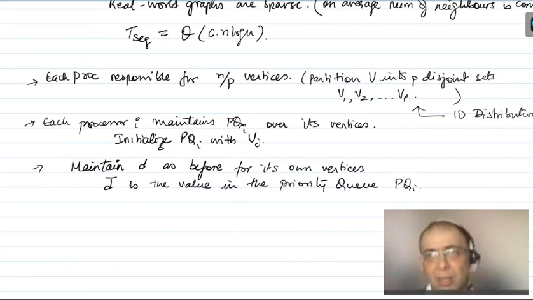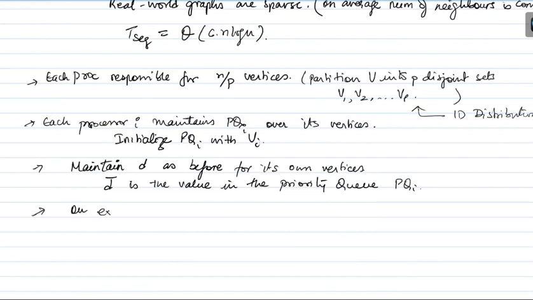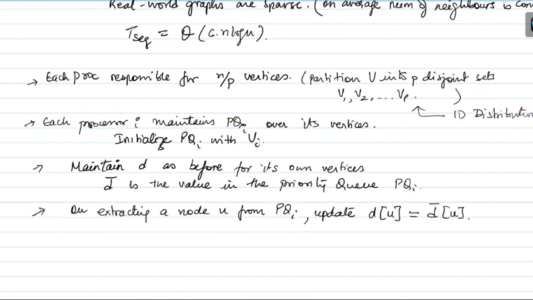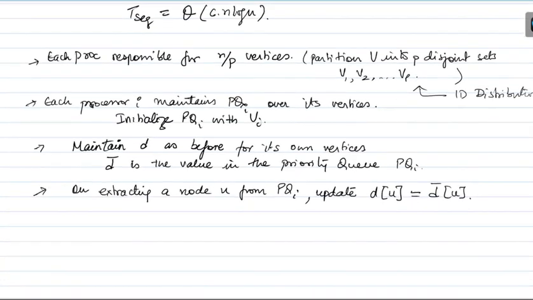When I pull something out of the priority queue, I know its distance is frozen. On extracting a node U from the priority queue, update D of U equal to D bar of U. The point is that in the priority queue, the value keeps changing. Once I pull it out, I associate a value D of U with it. Just bookkeeping, don't worry too much about it. They're essentially the same thing.